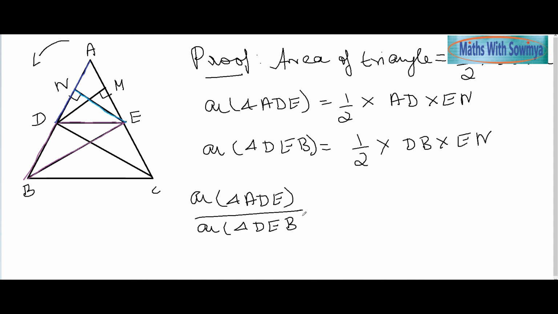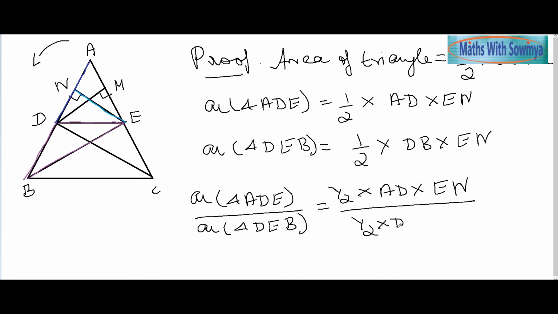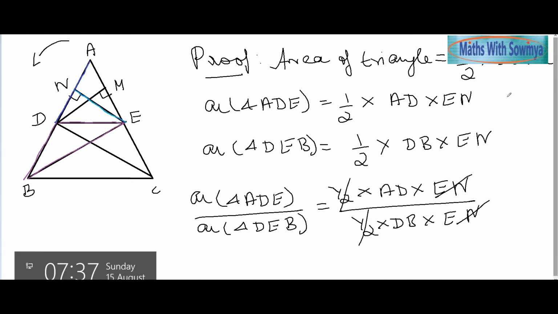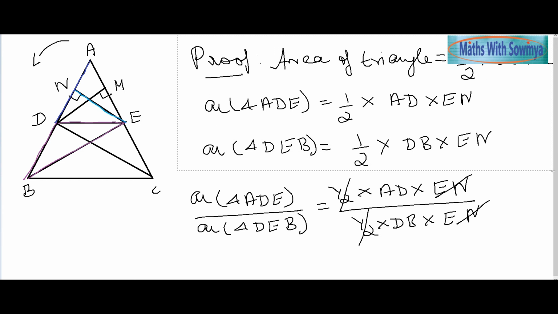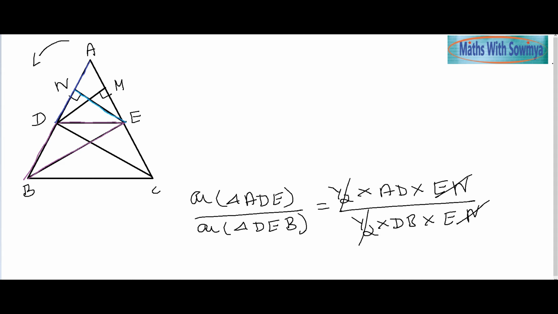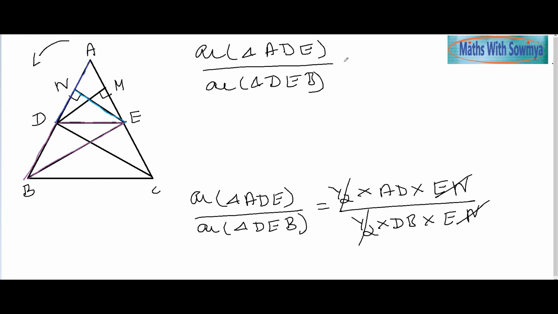ADE we have taken, DEB, this is equal to half into AD into EN divided by half into DB into EN. So EN cancels, half also gets cancelled here. So I am left with the area of triangle ADE divided by the area of triangle DEB. This is equal to AD by DB. This is my equation 1.